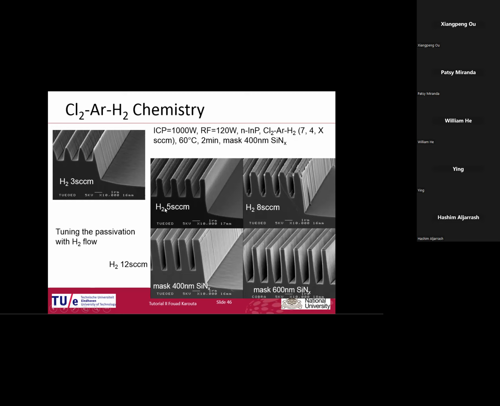If you increase the hydrogen, you increase the passivation of the sidewall. So you see here, we have some roughness. Here we have some roughness on the top. And I need to remove this one here again.